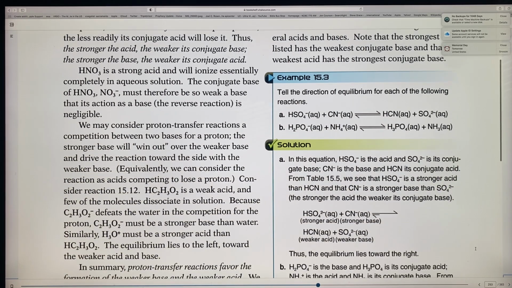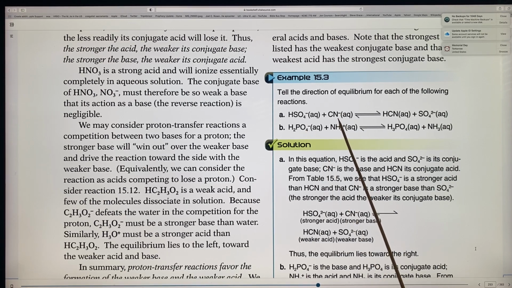Okay, let's look at this example here. Tell the direction of the equilibrium for each of the following. So you have to find out which is strong. You look back at the table to see if it's strong. If you look back on here, you'll see this is a very strong acid. Sulfuric acid here is very strong.